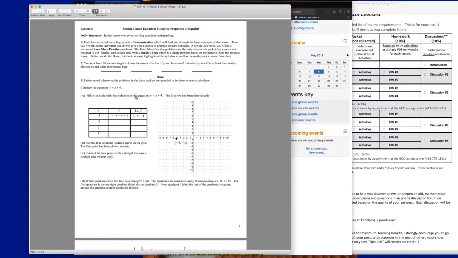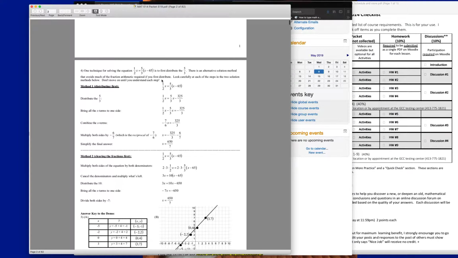This document is like your textbook and your classwork all wrapped into one. You can see that we are looking at lesson 1 and the demo for lesson 1. So you'll turn to this, click on the demo video for lesson 1, watch the video and take notes. It's 2 pages long.